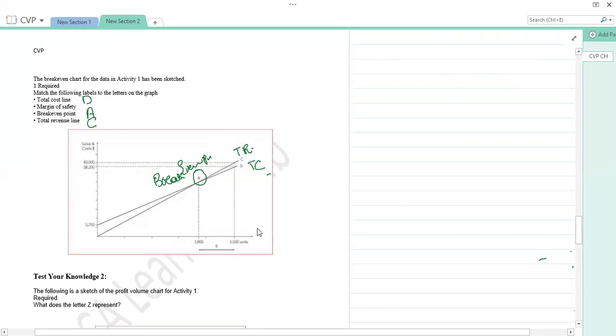What about margin of safety? Margin of safety is B, the difference between the budgeted and the break-even sales. You have budgeted sales of 5,000. Margin of safety is at point B. How will we calculate? 5,000 minus 3,800, and you will get 1,200.